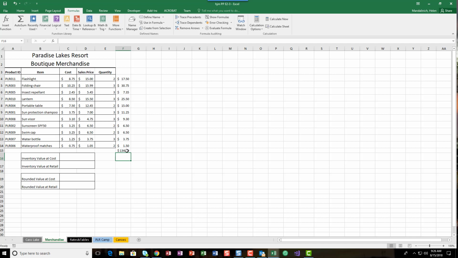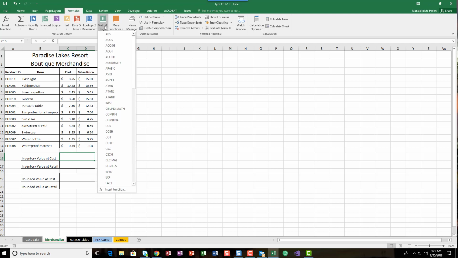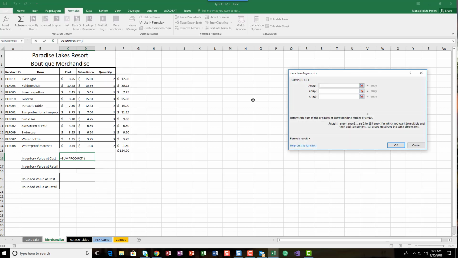But if you have a lot and things change, then this long way is much more difficult to maintain. So let's talk about how we could use the function of a sum product to take care of it. The sum product is a math and trig function. So I'm on Formulas. I'm sitting where the answer is, C16. I want to go to Math and Trig. That is where the function is found. And I'm going to move down and find SUMPRODUCT.